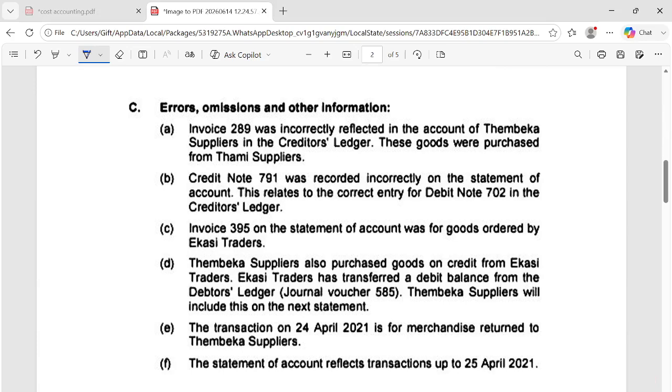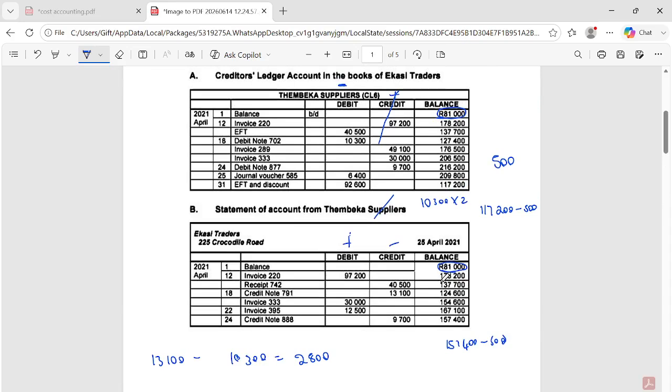Now we are going to go to letter E. They're saying the transaction on 24 April is for merchandise returned to Tembe Supply. We returned, right? Meaning it must reduce the balance. There are two things that you need to check: is it in the correct column, and is it the same amount or the correct amount? Now let's go see on the 24 April. Let's see 24 April debit note. I see 9,700. I see credit note 9,700.